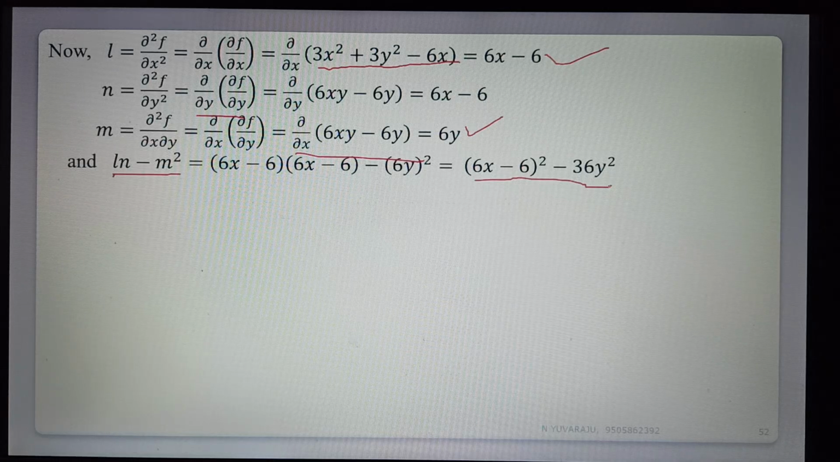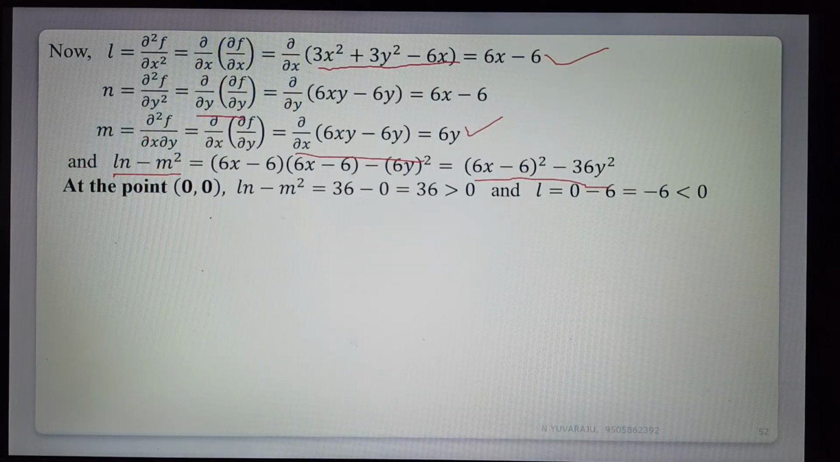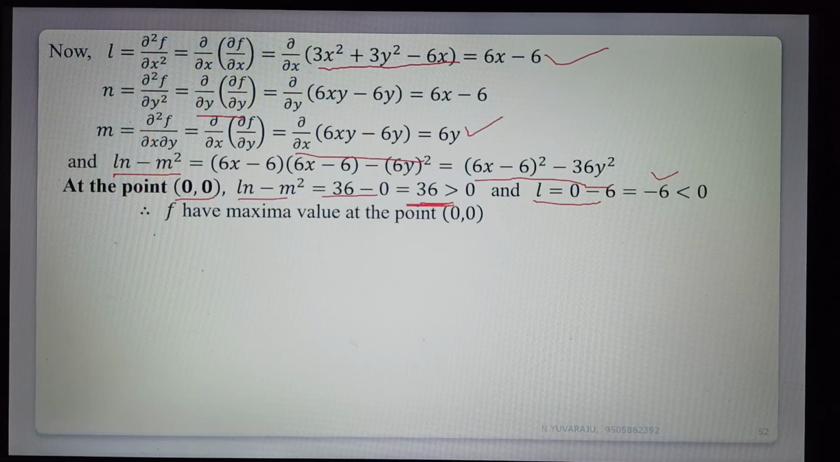Now this condition, at every point we will be discussing. First point is at the point (0, 0). LN - M² is equal to 36 minus 0, which is 36, and it is positive. Positive means maybe maximum or minimum. Next, the condition on L. L is equal to 0 - 6, which is -6, negative. And L is negative, then the function has a maximum at that point (0, 0).